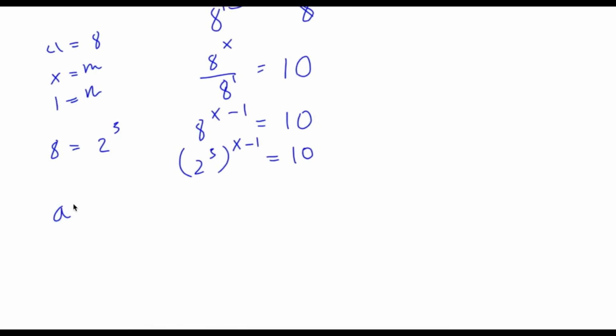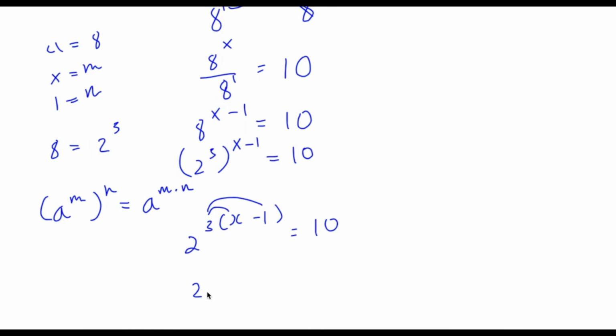Now if I have something in the form a to the power of m, to the power of n, this is the same thing as a to the power of m times n. So 2 to the power of 3, to the power of x minus 1, is the same thing as 2 to the power of 3 times x minus 1, equal to 10. Now we have to simplify this, so we're going to distribute the 3. So this would be 2 to the power of 3 times x is 3x, minus 3 times 1 is 3. Now this is equal to 10.